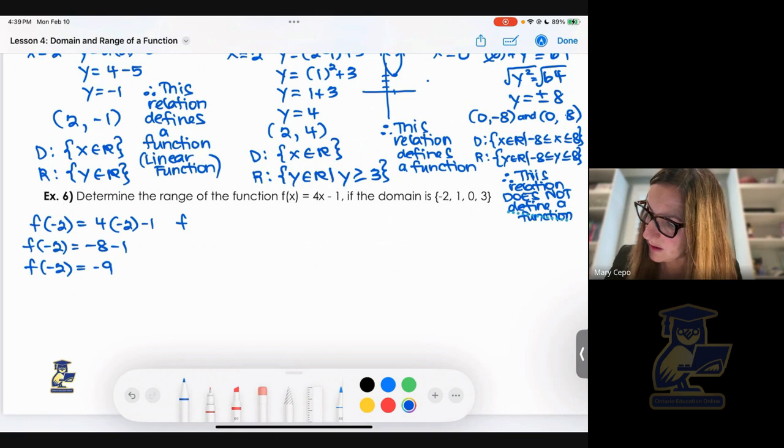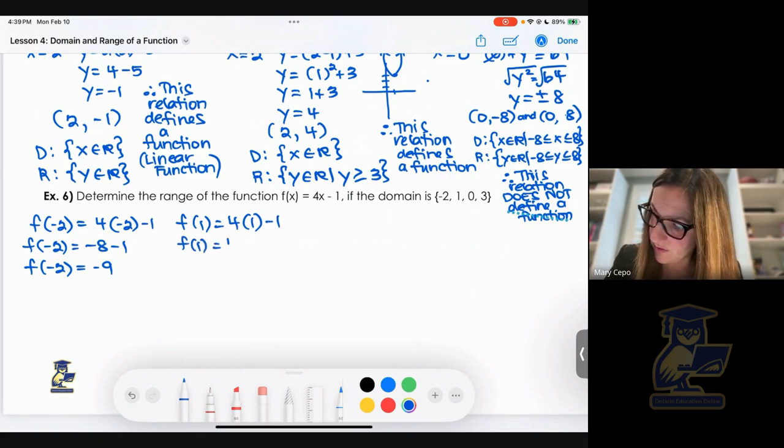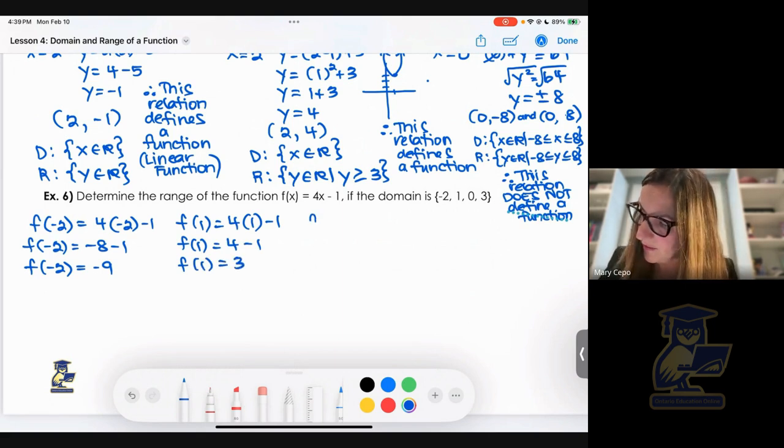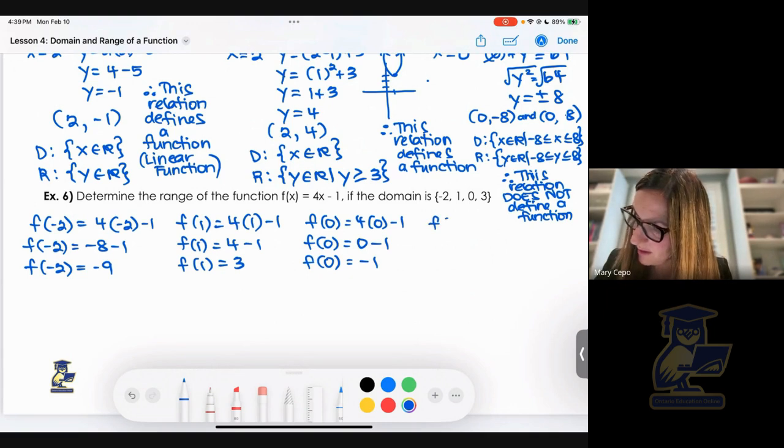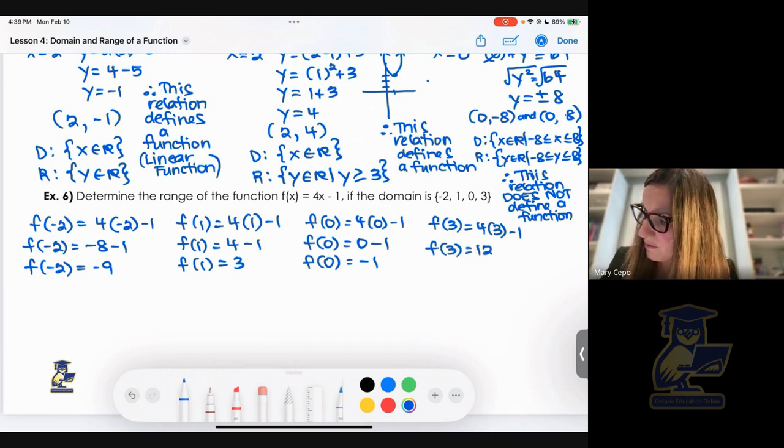F at 1, where we see x, we're going to substitute it with 1. So f at 1 is equal to 4 minus 1. F at 1 is equal to 3. F at 0 is equal to 4 times 0 minus 1. F at 0 is equal to 0 minus 1. F at 0 is equal to -1. F at 3, 4 times 3 minus 1. F at 3 is equal to 12 minus 1. F at 3 is equal to 11.